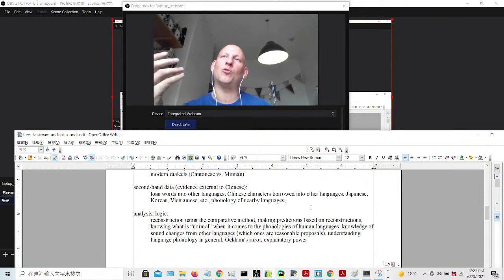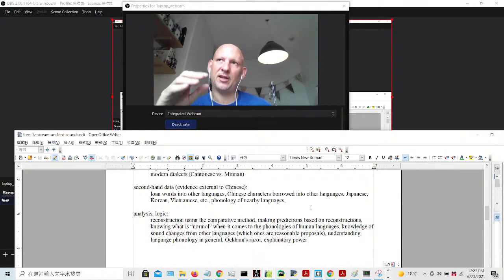So in other words, it's not weird that Chinese would be this way if all the languages around it were that way. So that's how we can use our knowledge of languages around Chinese to help us understand if a specific concept about Old Chinese was reasonable or not. And then there's also just the knowledge of languages in general. And Baxter calls this the naturalness criteria.